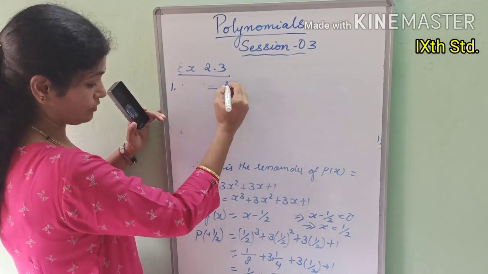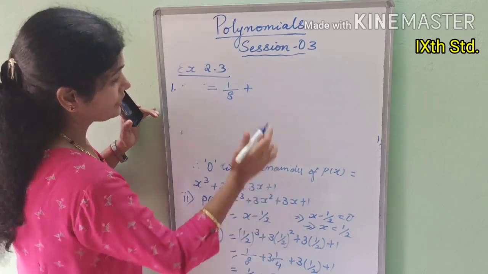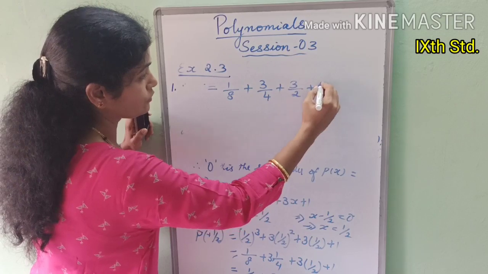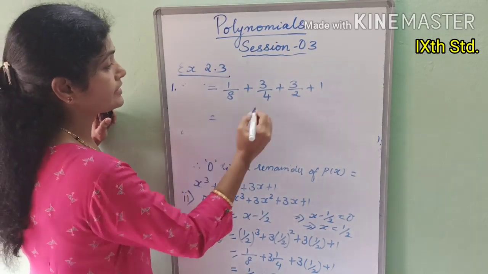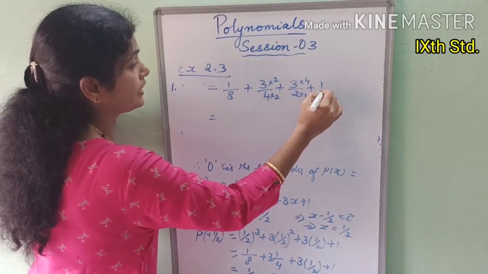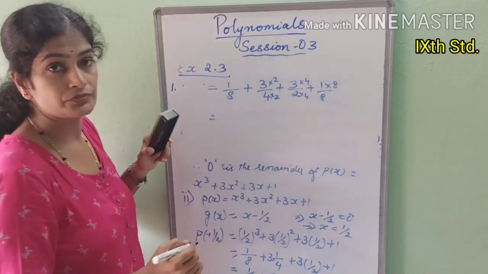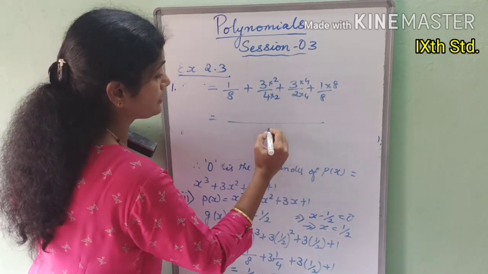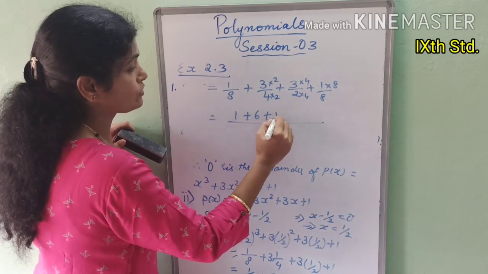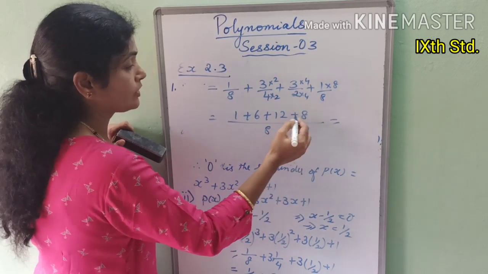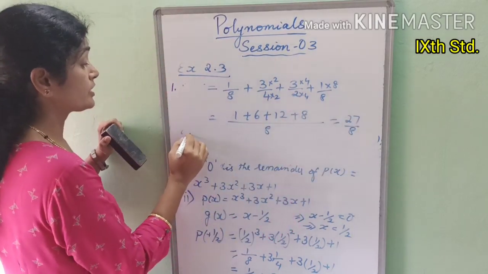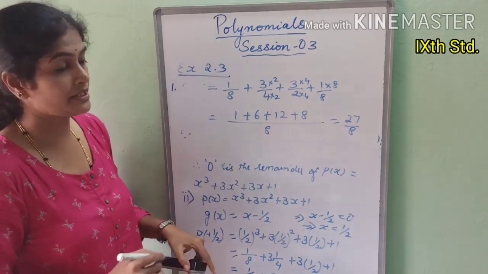This is equal to 1 by 8 plus 3 by 4 plus 3 by 2 plus 1. Take the LCM of all this. So this is into 2 you will multiply, this is 4 and this one into 8. Correct? So this 8 will be your LCM. 1 plus 6 plus 12 plus 8. 12 plus 8, 20. 20 plus 7, 27 by 8. So what is the remainder? 27 by 8 is the remainder.